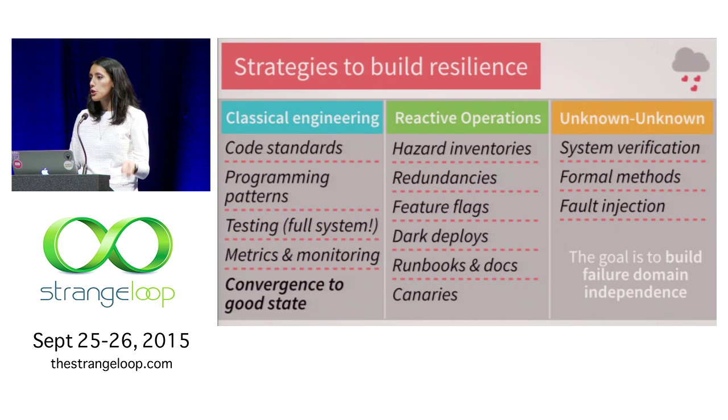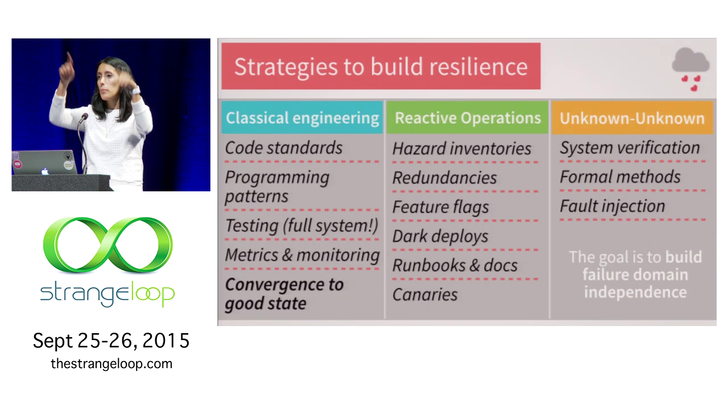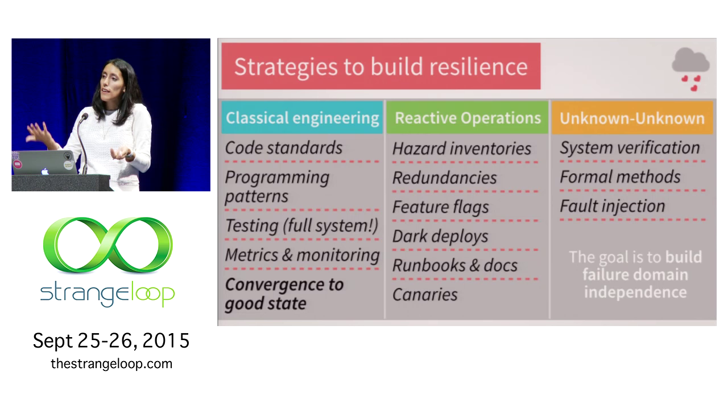In reactive operations, we have things like hazard inventories, redundancies, feature flags, dark deploys, runbooks, and canaries and things like that. And in the unknown unknown, we have things like system verification, formal methods, fault injection, because basically this is the area that we just don't know. We can't predict it. We weren't able to see it, because if we were, we would already have engineered for it. But I think the goal of everything combined, well, the first two combined, since the other one you can't do much about, is to build failure domain independence. So if there's a failure in one area of your system, it won't take down your entire application.